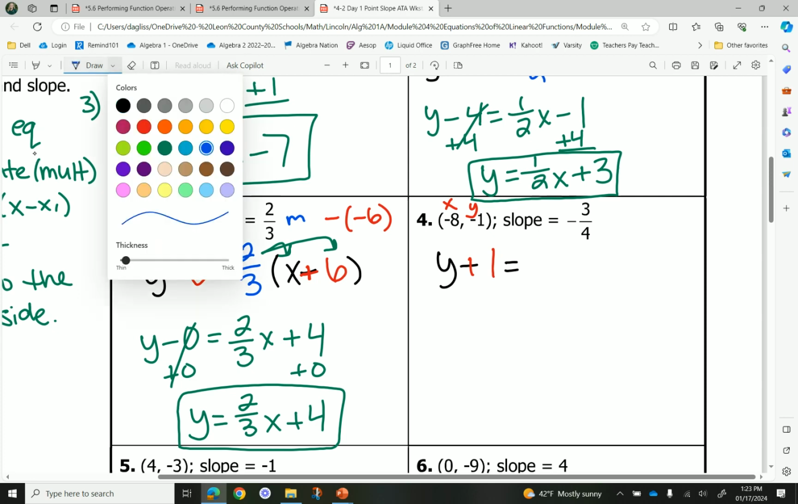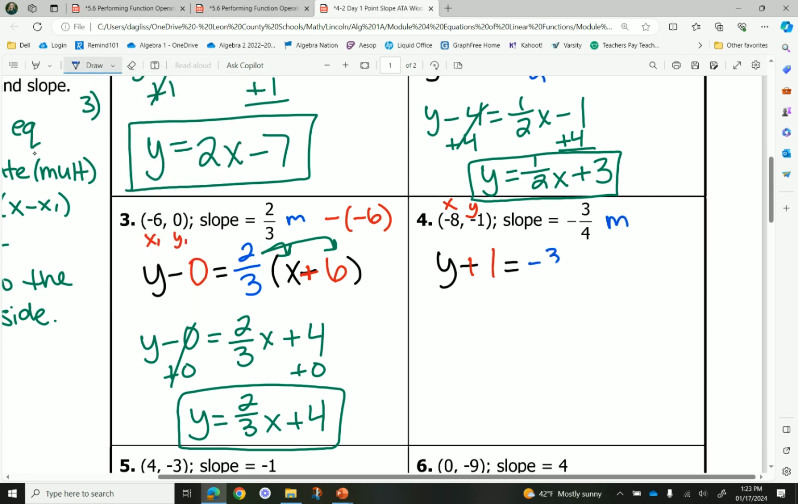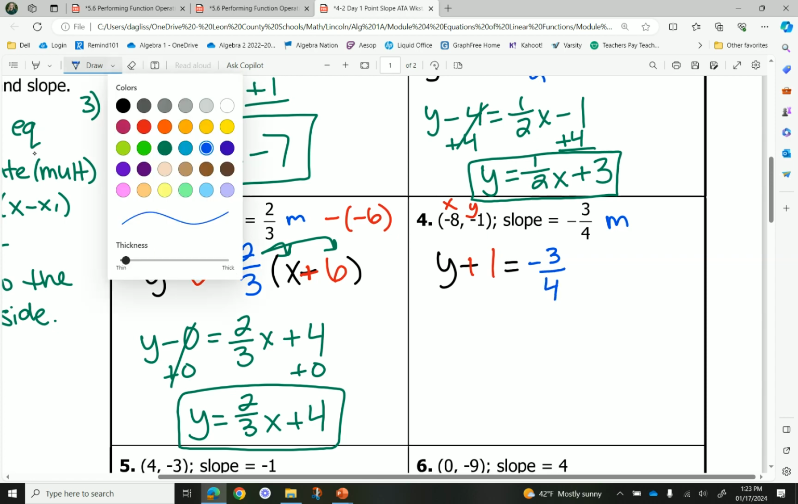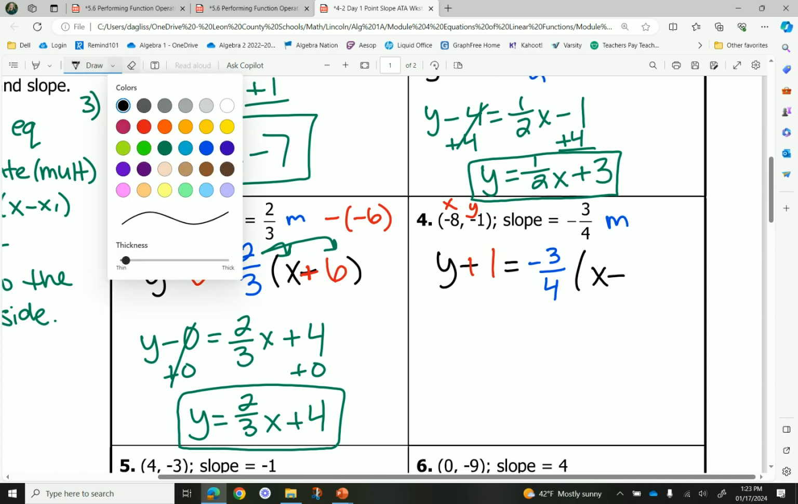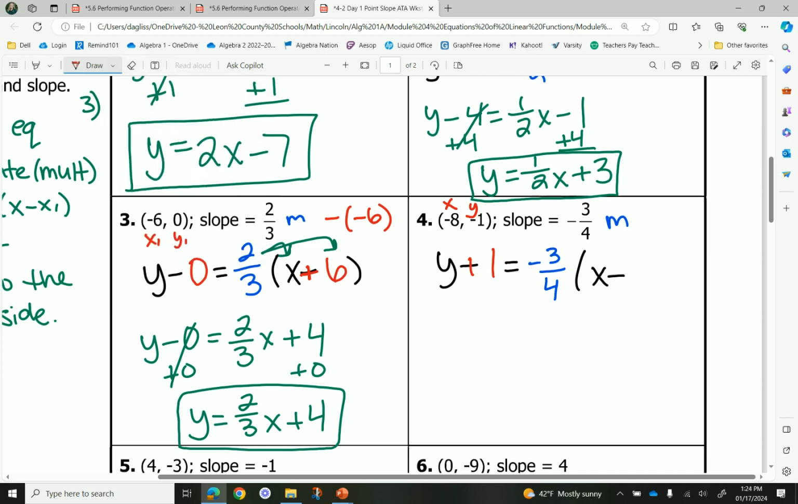Parentheses x plus 8. What's in my parentheses? Plus 8. Good. There you go. So remember, when you bring in a negative and you already have the negative there, negative, negative gives you a positive. So this becomes x plus 1 equals negative 3/4 times x plus 8.